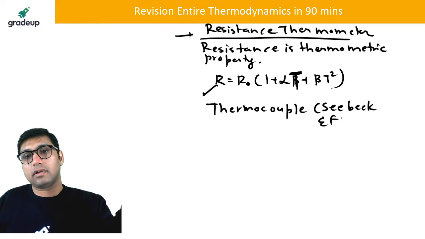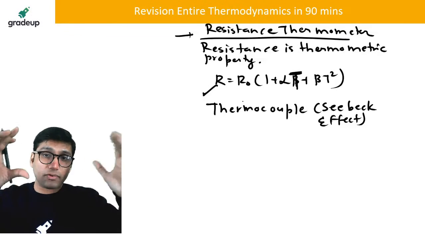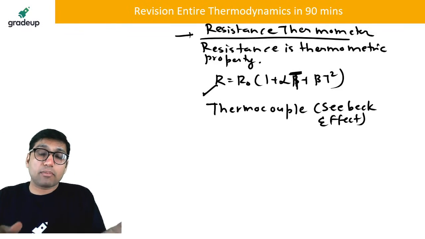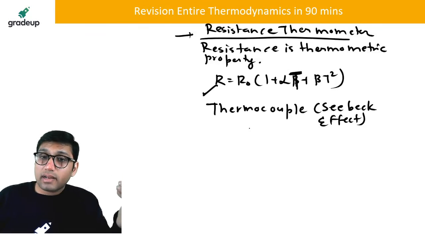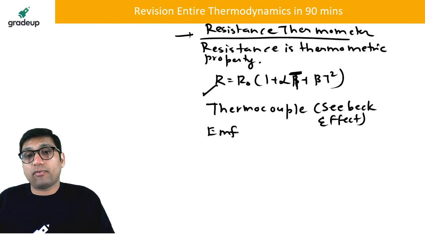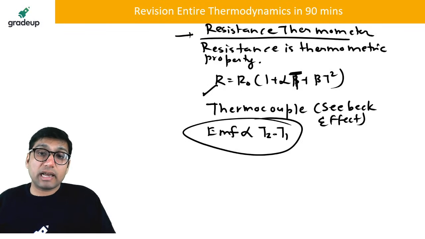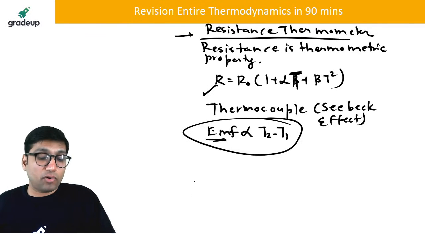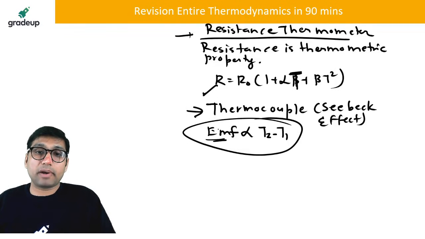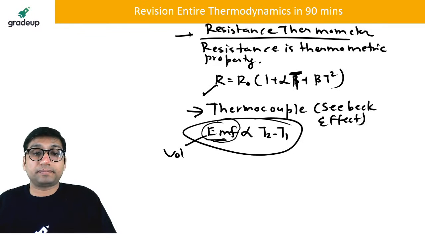Seebeck effect: if two different types of materials are joined together to make two junctions of a thermocouple, and if voltage starts to flow between these two junctions, then an EMF, electromotive force, will be produced. That EMF will be proportional to the temperature difference. By measuring one of the temperatures, you can find the other temperature by getting the value of EMF. This is how thermocouples are based. Thermocouples are based on this thermometric property which is called EMF, or electromotive force. Its unit is volt.